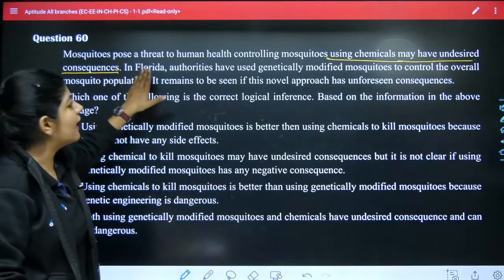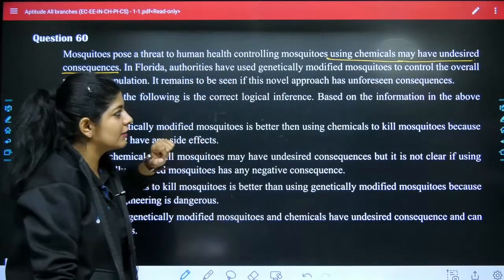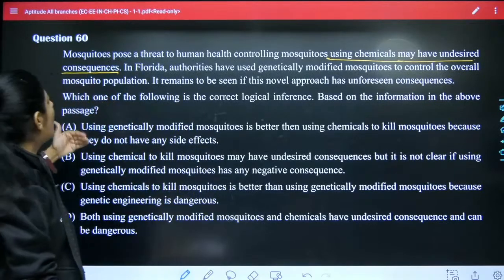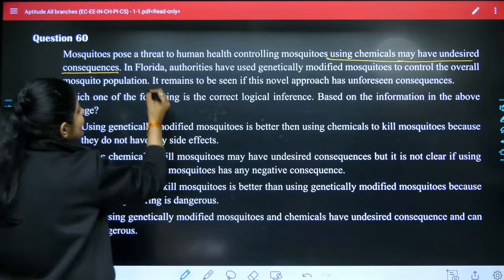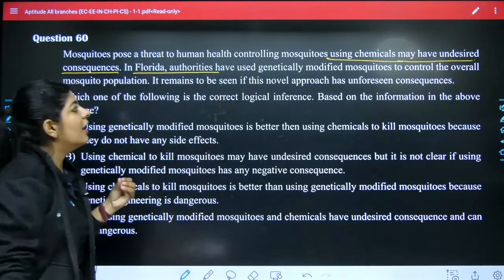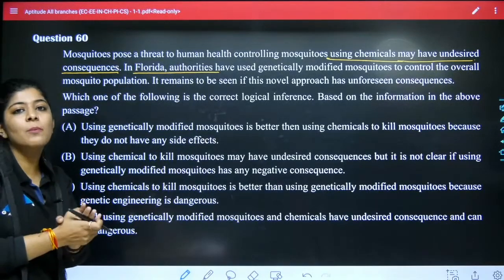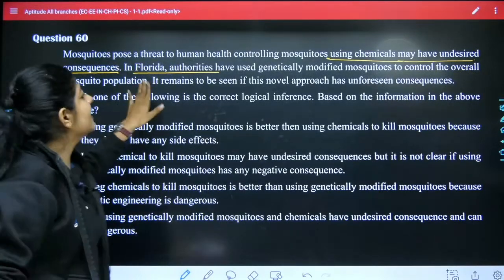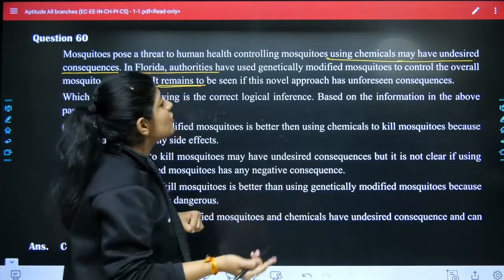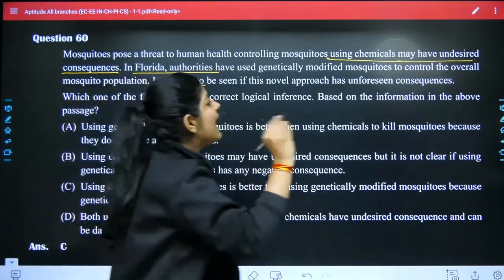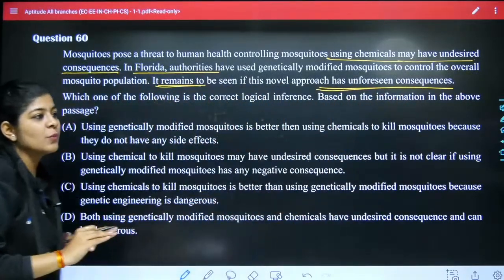In Florida, authorities have used genetically modified mosquitoes to control the overall mosquito population. Now, what Florida authorities are doing is using genetically modified mosquitoes to control the overall population of mosquitoes. It remains to be seen if this novel approach has unforeseen consequences. Okay, so this is the passage which we have.